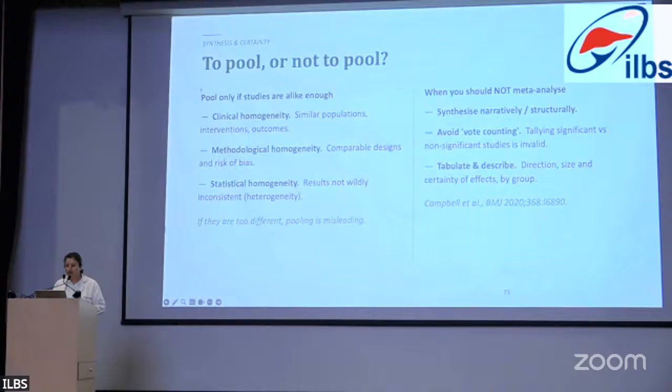We pool the studies only if they are alike enough, if they're similar enough. So there is clinical homogeneity, methodological homogeneity, or statistical homogeneity. Suppose there are 5 outcomes, but homogeneity is only seen for 2 outcomes. So you pool the results only for those 2 outcomes and synthesize. Otherwise, if meta-analysis is not an option, you synthesize the results narratively.